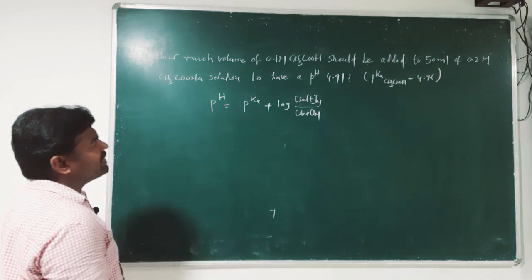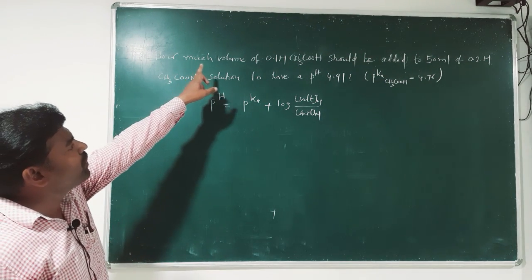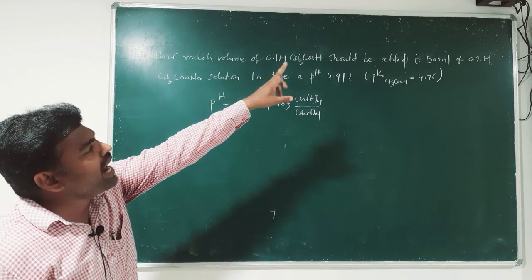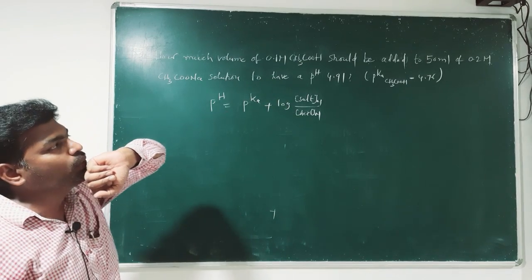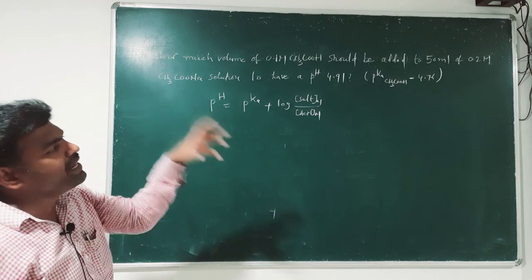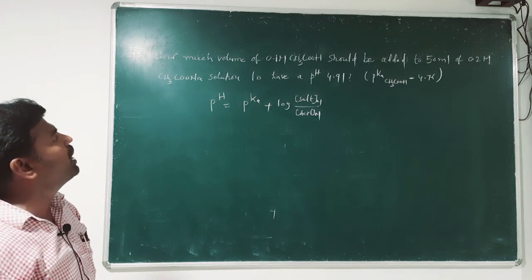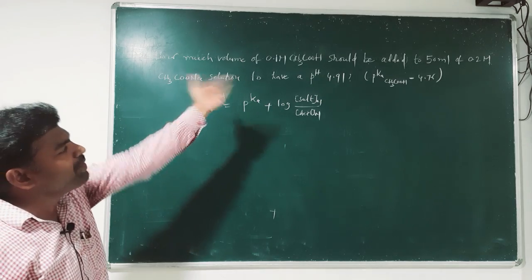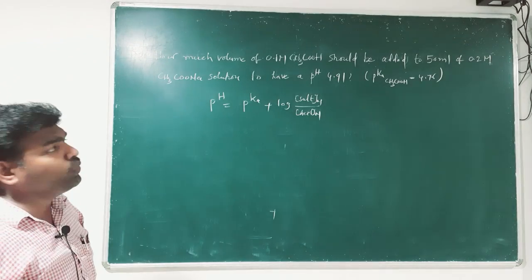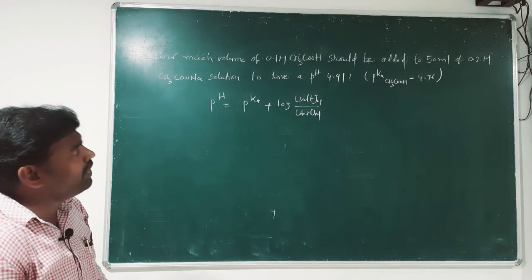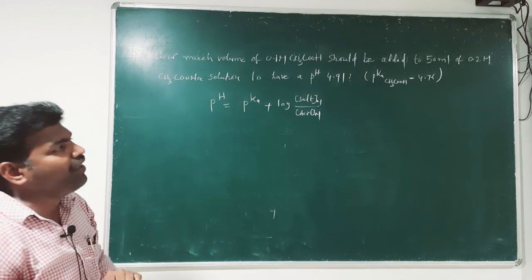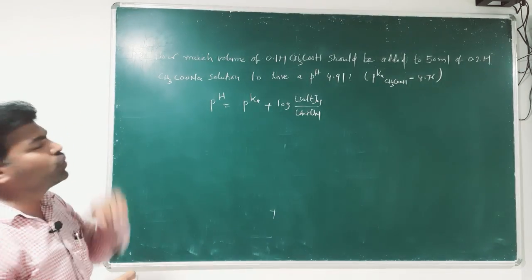From this, what they asked is: how much volume of 0.1 molar acetic acid should be added to 50 ml of 0.2 molar sodium acetate to have a pH of 4.91? To have the pH of 4.91, what is the volume of acetic acid that should be added to 50 ml of 0.2 molar sodium acetate?